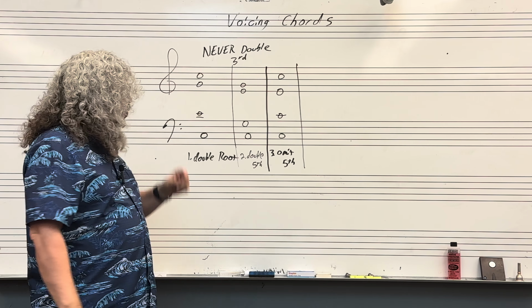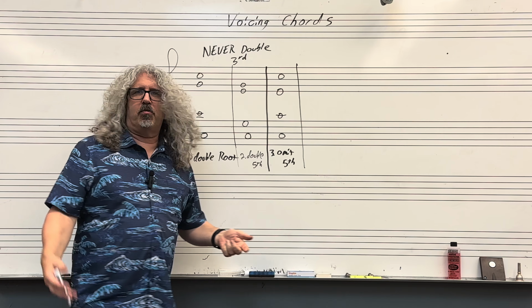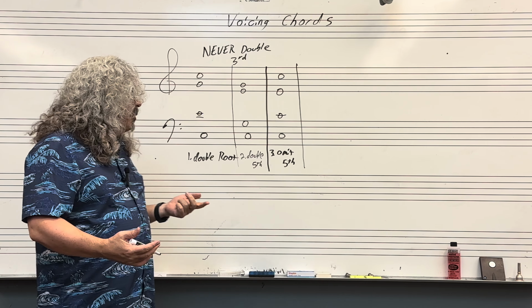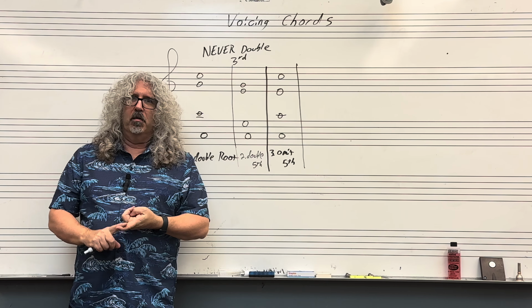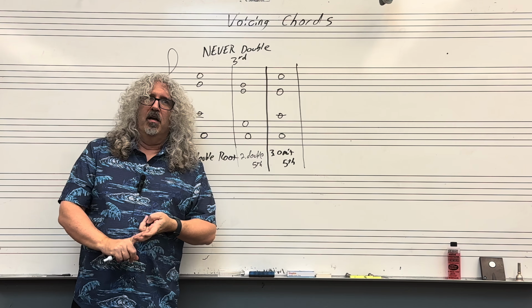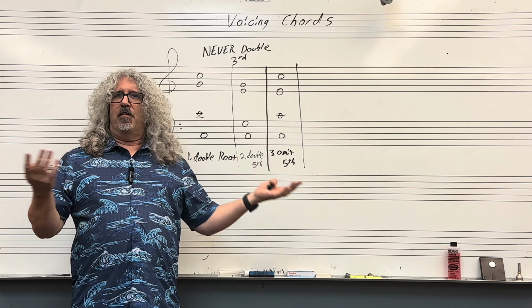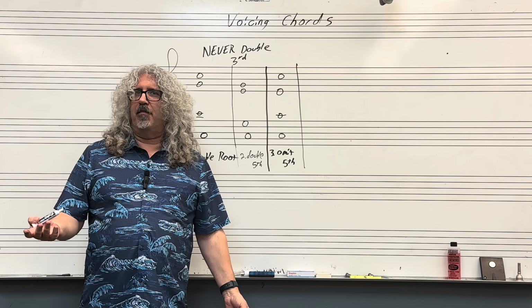Now, what about 7th chords? Okay, let's just make a C dominant 7 chord to do that. Well, if you think about it, the root is really important. The 3rd is really important. The 7th, you have to have that. It's not a 7th chord if you don't have a 7th, so you got to have the 7th in there.